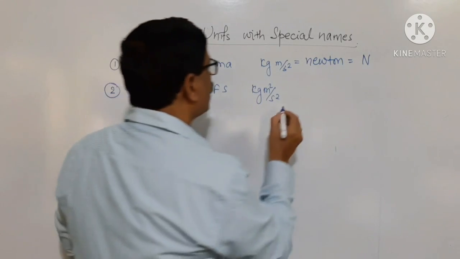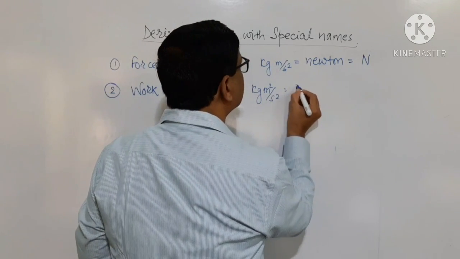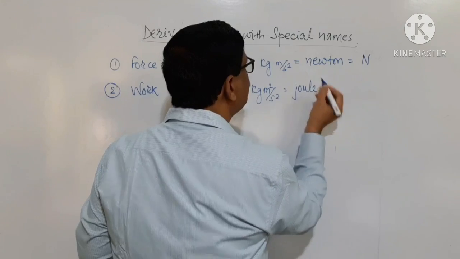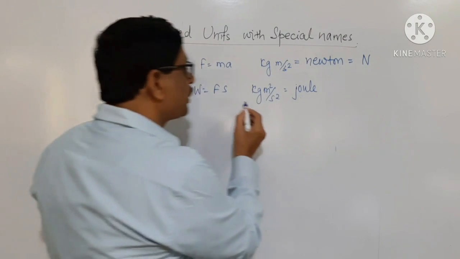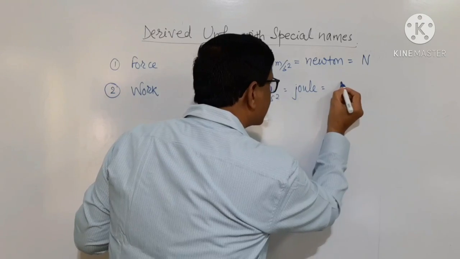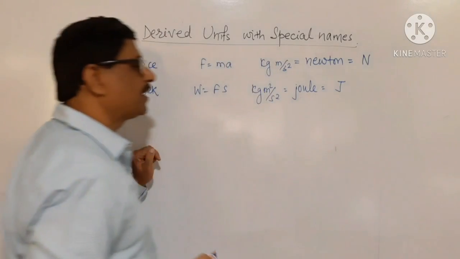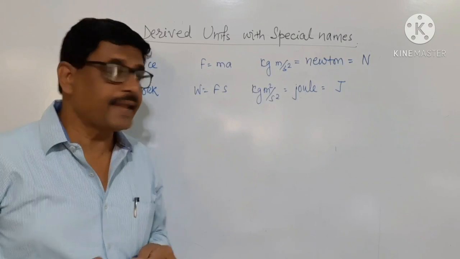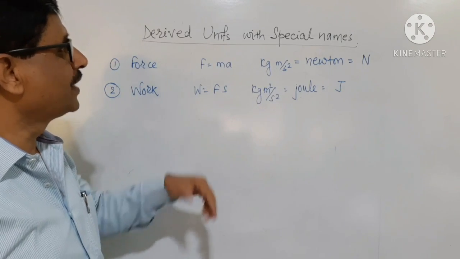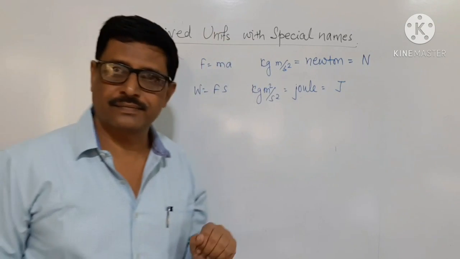But in order to honor the scientist Joule, its unit is written as Joule. As a symbol, I can write it as capital J. This is again a derived unit with a special name.